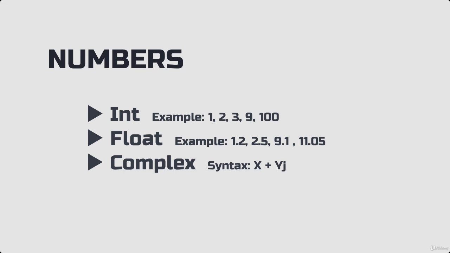Integers and floating points are separated by the presence or absence of a decimal point. For instance, 9 is an integer, whereas 9.0 is a floating point number or float. And complex numbers are written in the form x plus yj, where x is the real part and y is the imaginary part. The interpreter acts as a simple calculator.